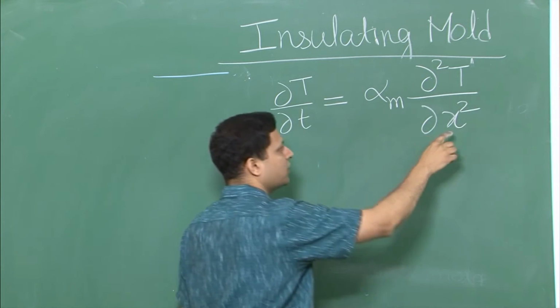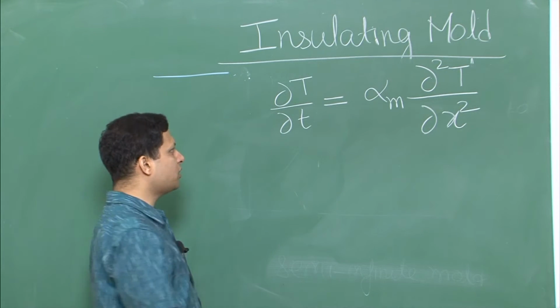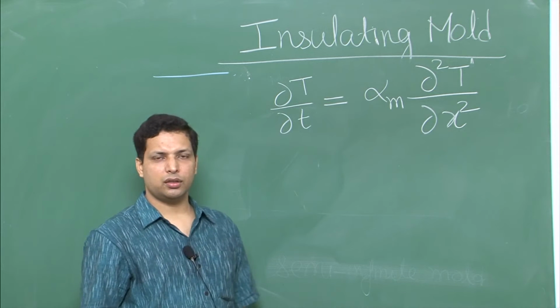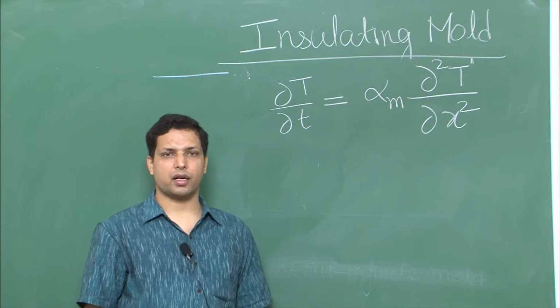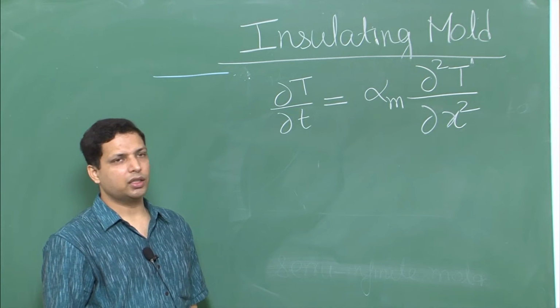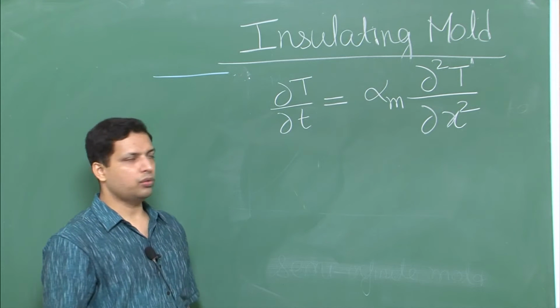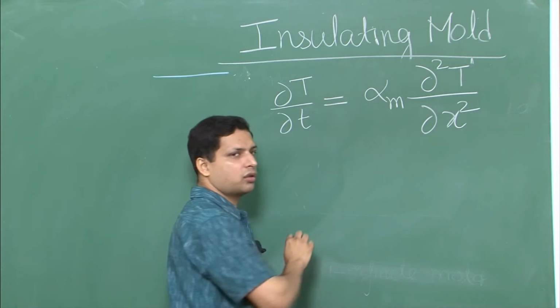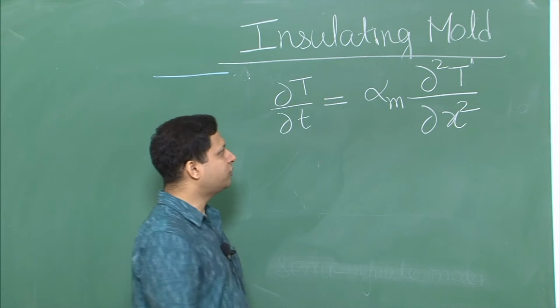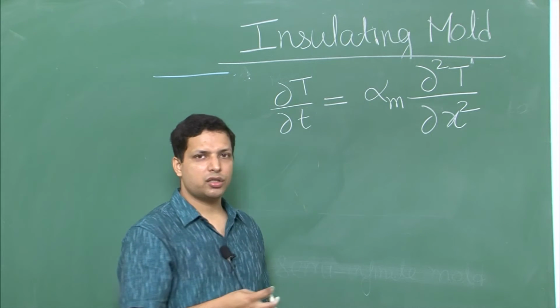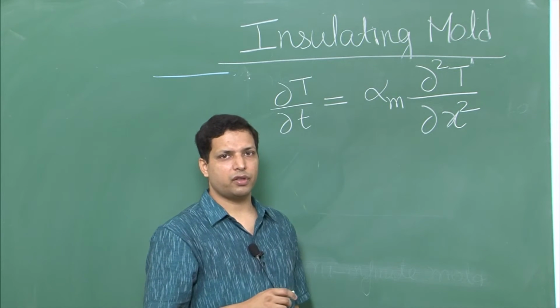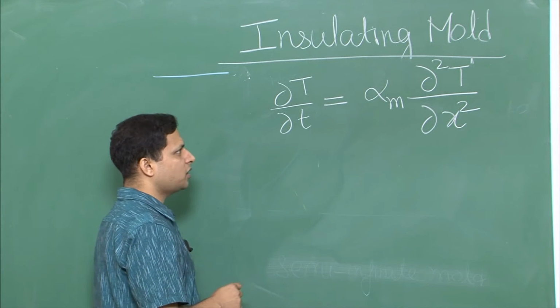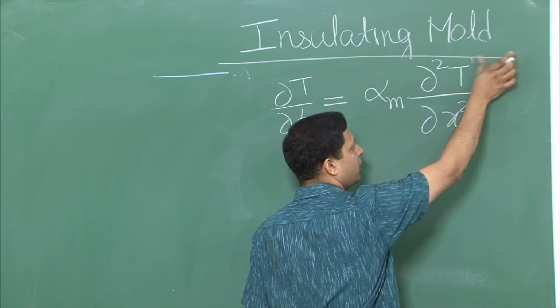Again, T is the temperature and x is the distance. If you remember this equation, you must have seen this kind of equation elsewhere, in diffusion. This is very similar to the diffusion equation, and that is why this term over there is the diffusivity term, and therefore, in analogy to that, it is called thermal diffusivity in this particular case.